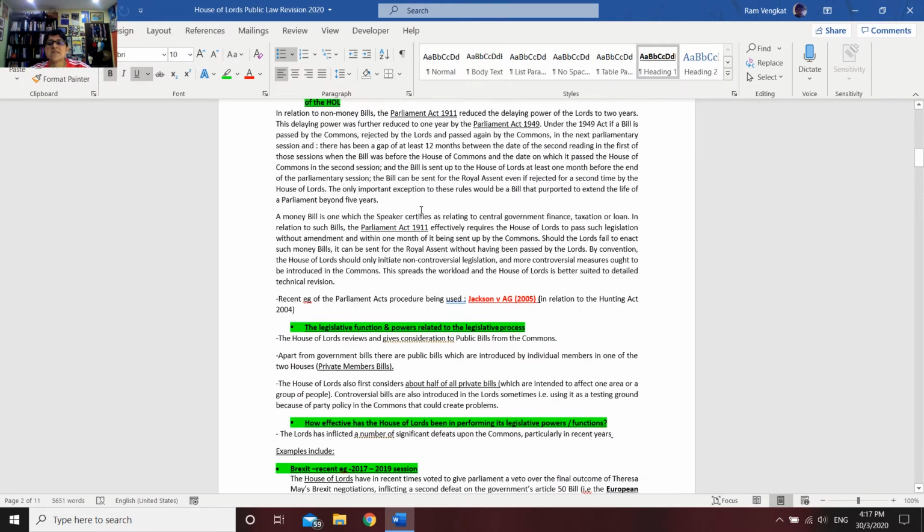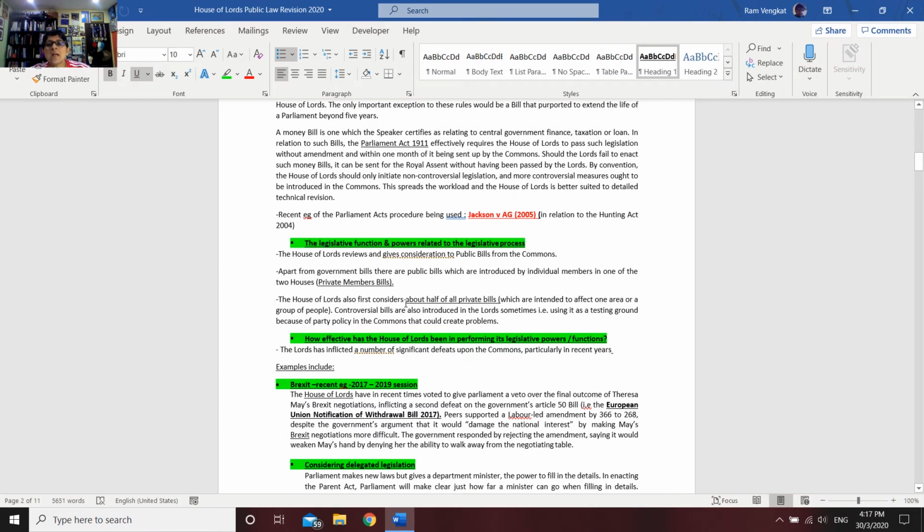So you've explained that balance of power, and then you come to talk about this next relationship between the two houses, the legislative function, the powers related to the legislative process. All right. So why are you talking about this? Again, you're talking about the work that the House of Lords does. It reviews, it considers bills which have come from the Commons, and also bills from the House of Lords itself.